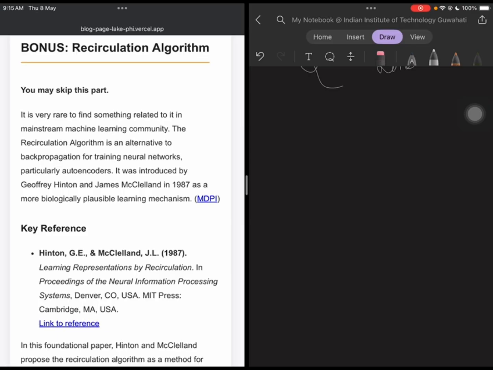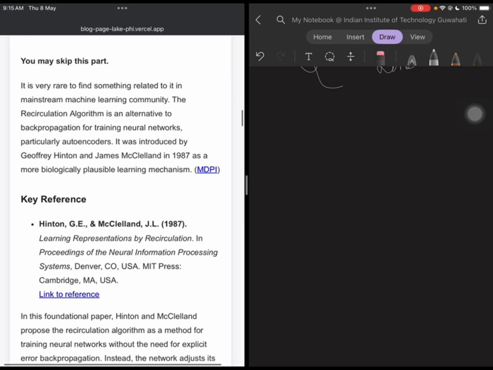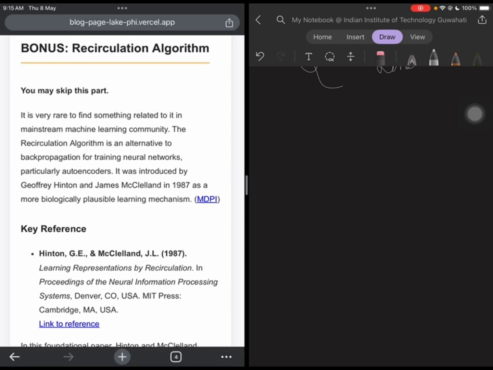No. Recirculation was also an algorithm. It was also discovered by Geoffrey Hinton in 1987. I attached the links, and it is not very popular nowadays in the machine learning community because it was mainly for unsupervised learning, and this algorithm actually more closely mimics the human brain.